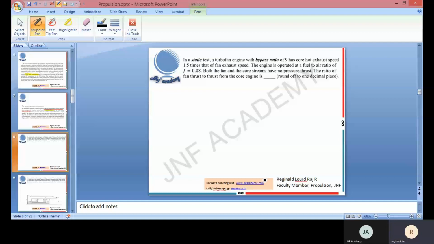This is the third 1 mark question that was asked. Again, a very simple question based on a turbofan engine. This was question number 34 in your master paper. The data given is the bypass ratio for the turbofan engine is 9, and the exhaust velocity of the hot jet is 1.5 times the exhaust velocity of the cold jet. So this ratio alone is given, and you're given that the air fuel ratio is 0.03. These are the only data that are given for the bypass turbofan engine.